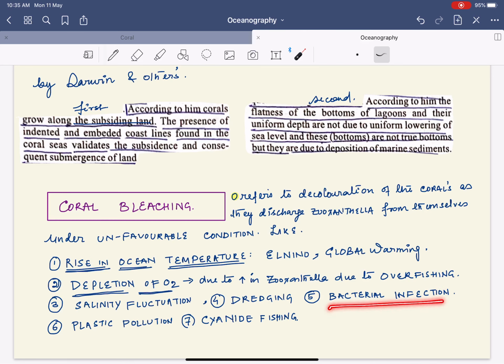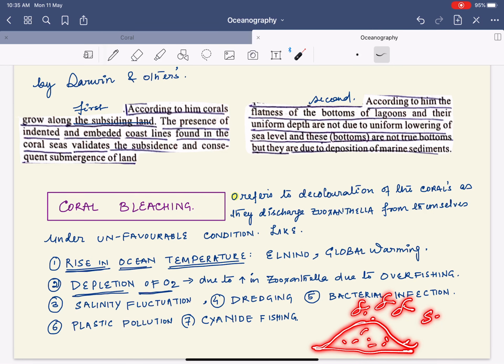Next, bacterial infection remains another challenge. Next, plastic pollution. Again, last but not the least, this is cyanide fishing. What is cyanide fishing? See, again this is your coral reef. Within the coral reefs we have a number of fish. What they do is that they deposit sodium cyanide into the coral reef. The sodium cyanide stuns the fish, meaning the fish would be paralyzed. They won't die, but they will be paralyzed, and they will be easily captured and kept in the aquarium. Now this sodium cyanide directly or indirectly affects your coral reef.